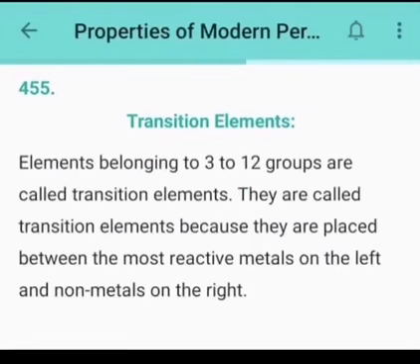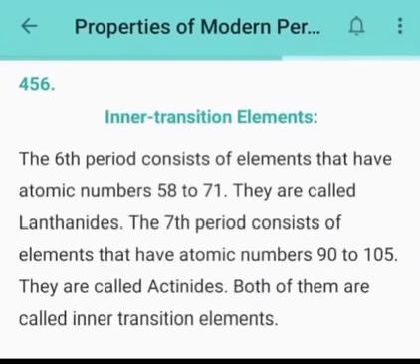Elements belonging to groups 3 to 12 are called transition elements. They are called transition elements because they are placed between the most reactive metals on the left and non-metals on the right. Inner transition elements: the 6th period consists of elements that have atomic number 58 to 71. They are called lanthanides. The 7th period consists of elements that have atomic number 90 to 105. They are called actinides. Both of them are called inner transition elements.